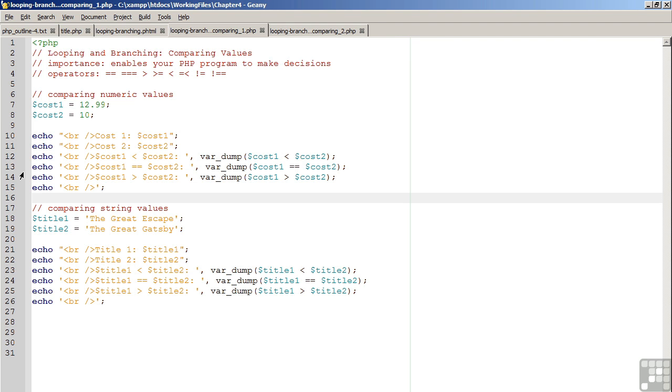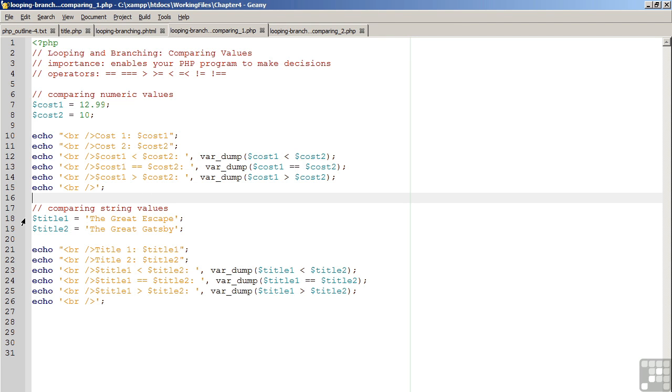On lines 12, 13, and 14, we're using the var_dump command to display the result of very simple comparison expressions. There are three expressions. The first one tests to see is cost1 less than cost2. The second one checks to see if they're equal. The third one checks to see if it's greater than.